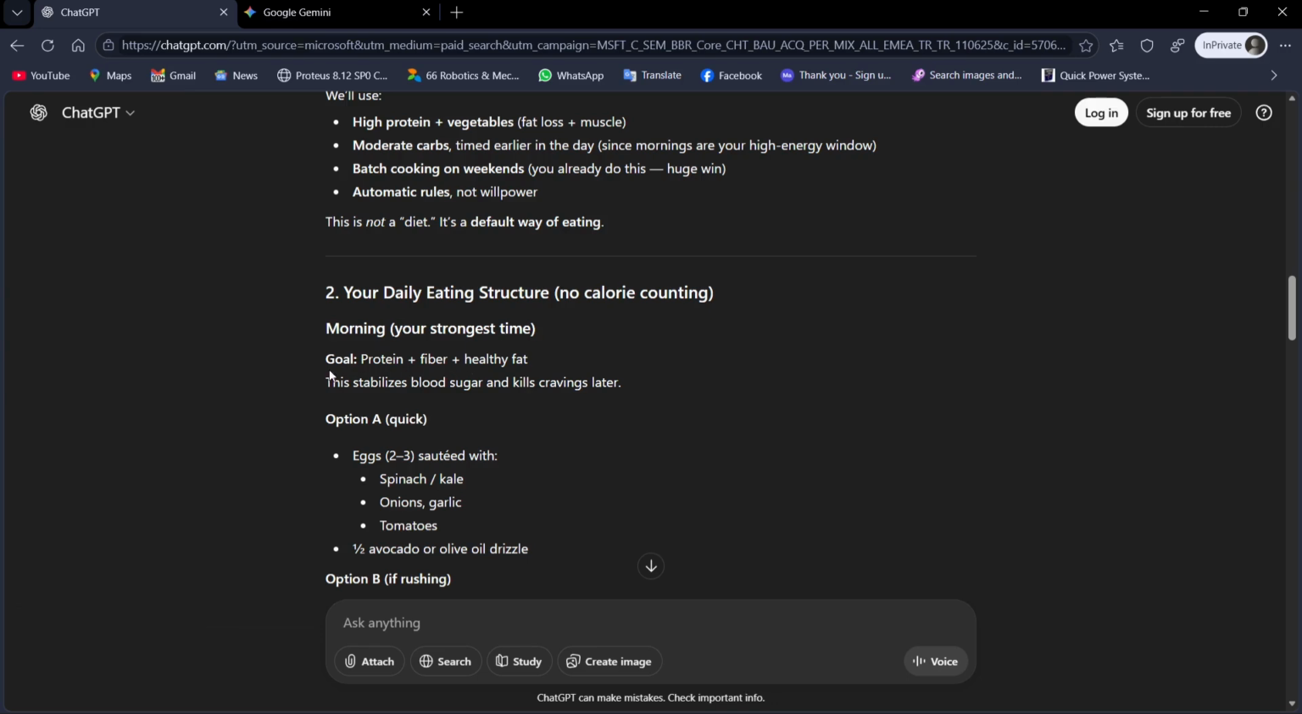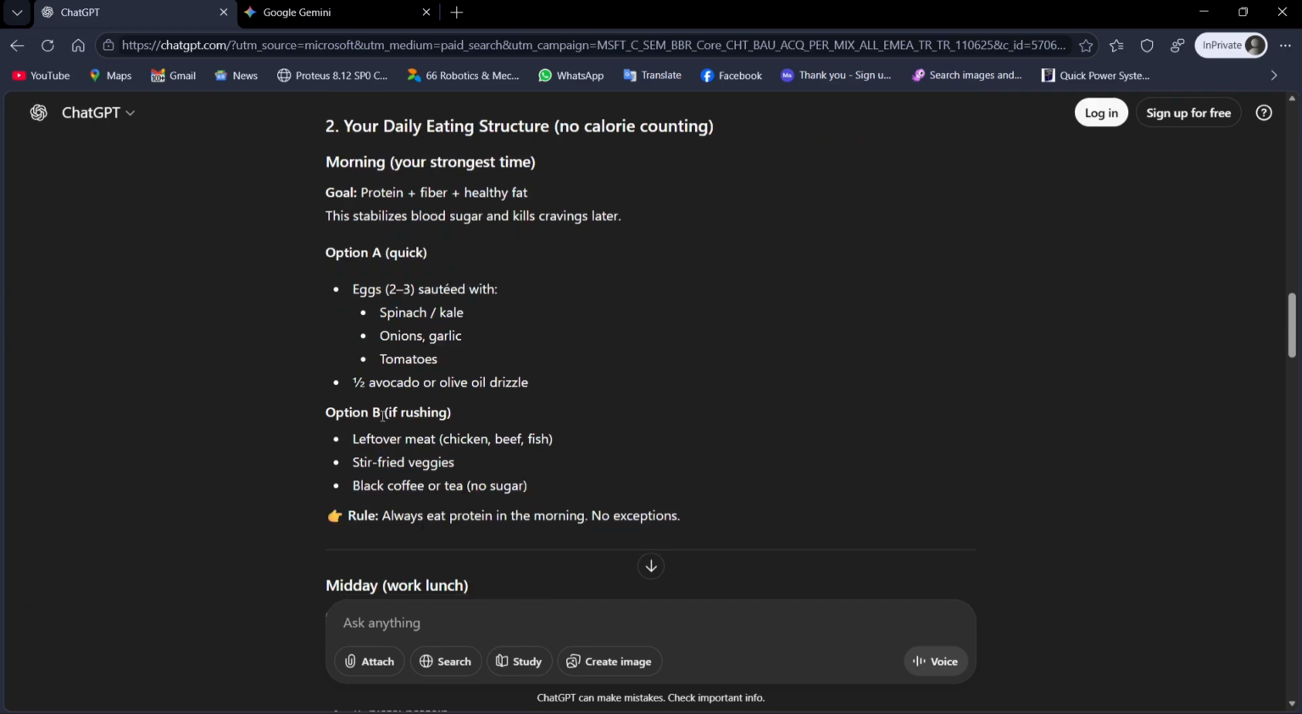Morning, your strongest time. Go protein plus fiber plus healthy fat. This stabilizes blood sugar and kills cravings later. Option A: eggs sauteed with spinach or kale and onions, garlic, tomatoes. Have an avocado or olive oil drizzle. Option B, if rushing: leftover chicken, beef, fish, stir-fry vegetables, black coffee or tea, no sugar. Rule: always eat protein in the morning, no exemptions.